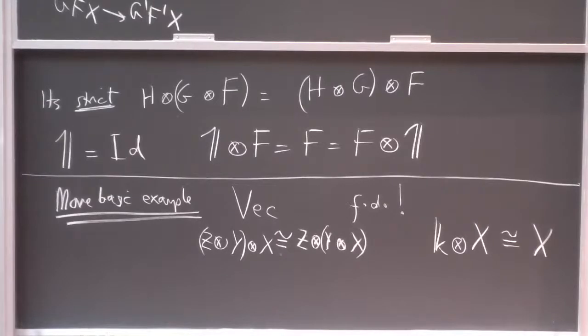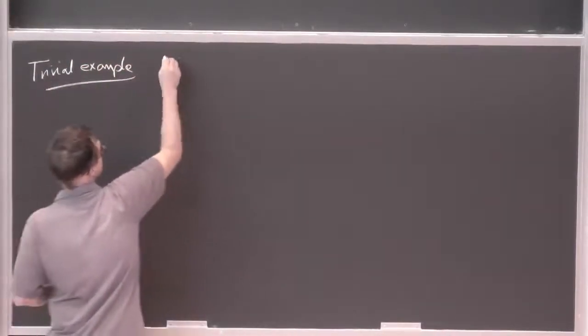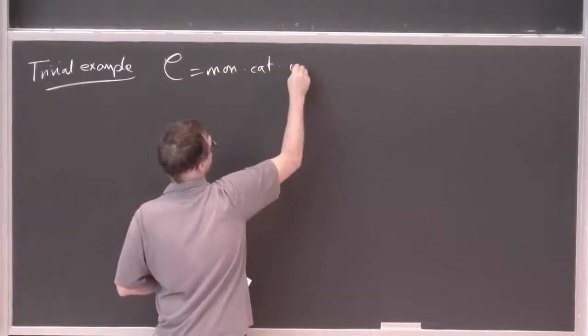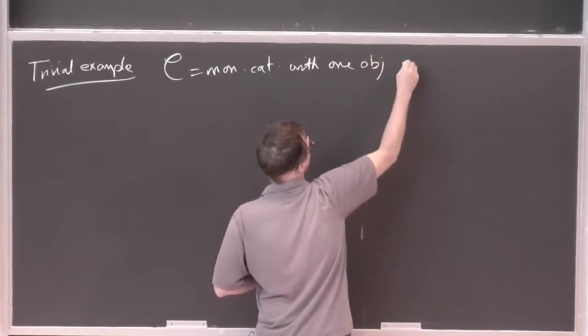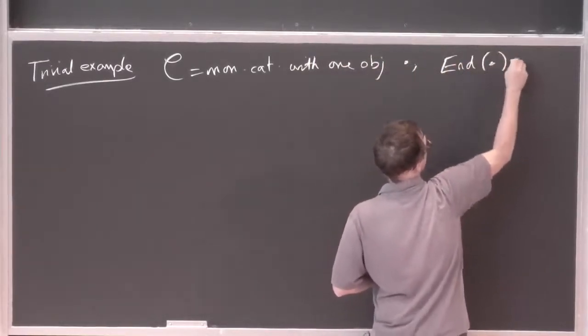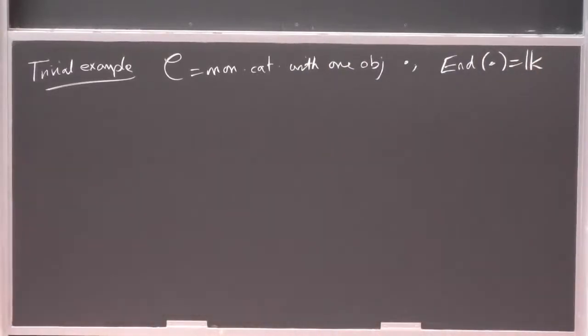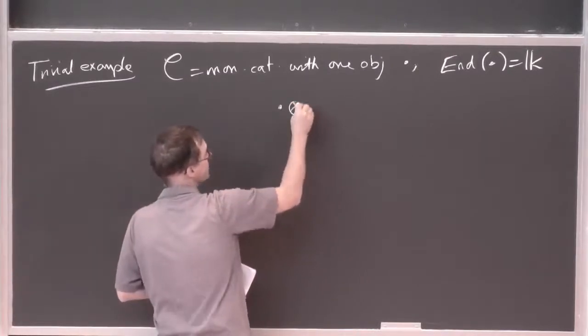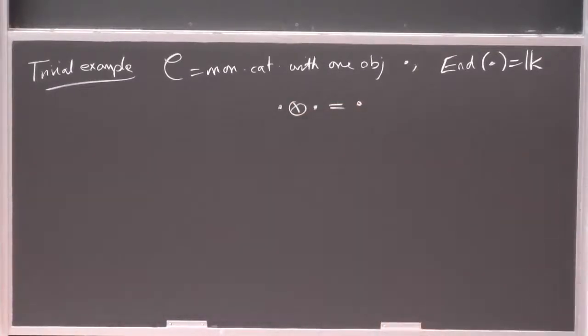So if C is this category of one object, and the endomorphism is K, then I can do this construction. Okay, hang on. Let's maybe spell this out. Maybe we'll call it a trivial example, but it's a good example to ponder. Let's let C be the monoidal category with one object, and endomorphism just being K. There's only one object, so of course this object tensored with itself has to be this object, and there's no choice how to make this a monoidal category. This is a monoidal category.